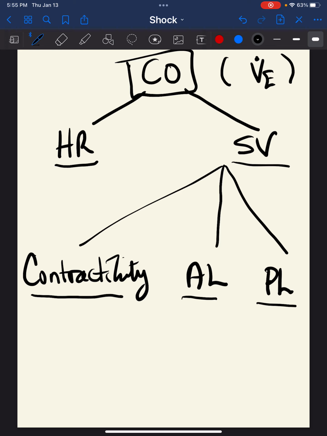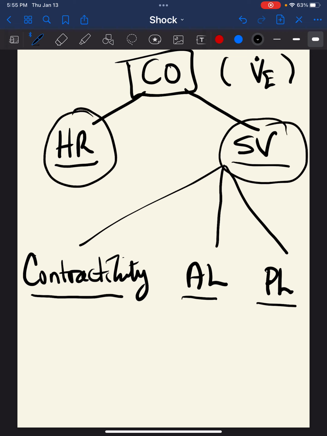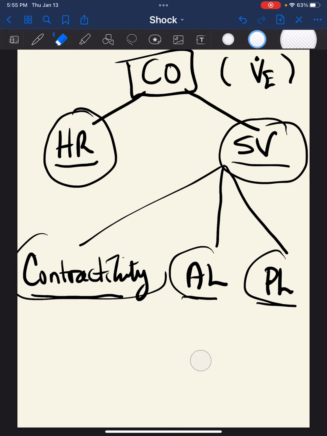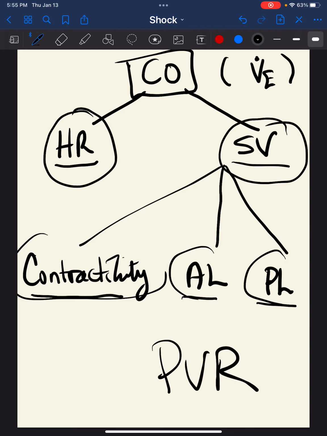So kids who present in different states of shock present with problems either with heart rate or with stroke volume. And if it's a stroke volume problem, it's either contractility, afterload, or preload. And when you think about shock and you see a kid who's got malperfusion, you start to tease out, why are they malperfused? Are they malperfused because of one of these things, or is it a problem with peripheral vascular resistance?